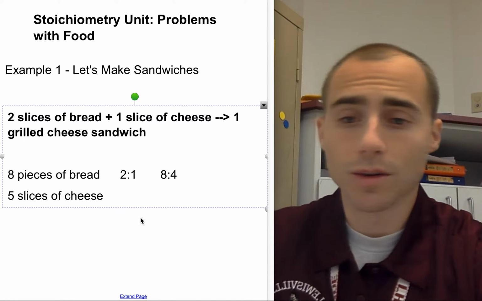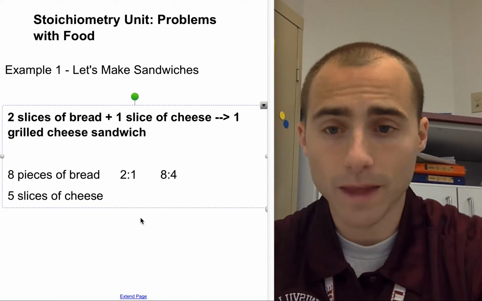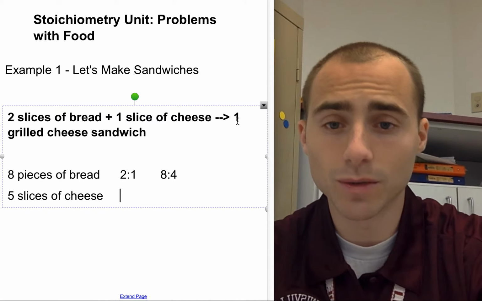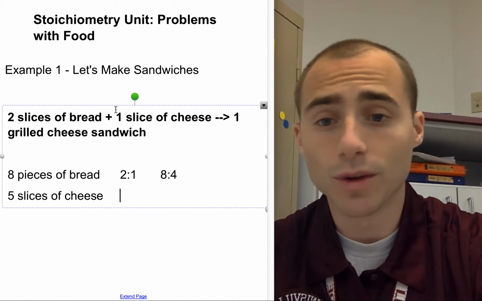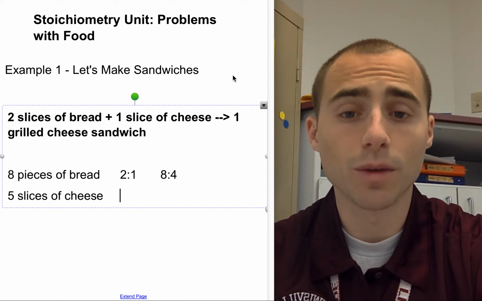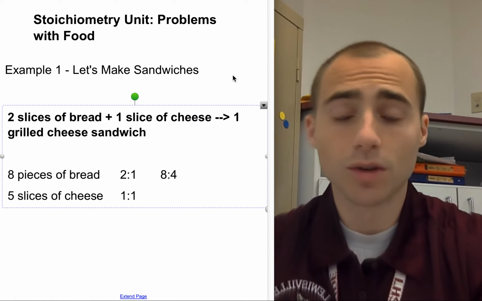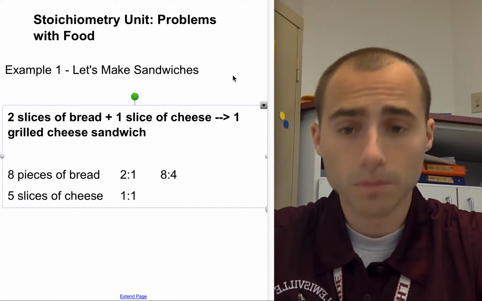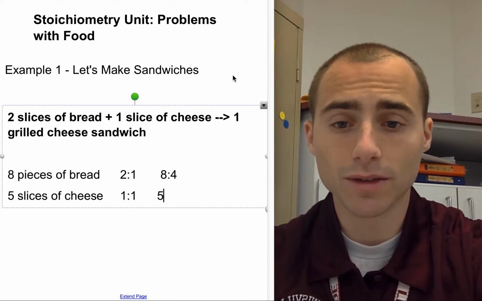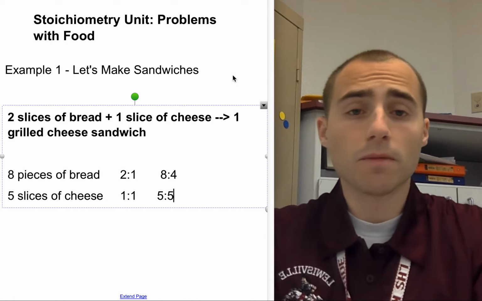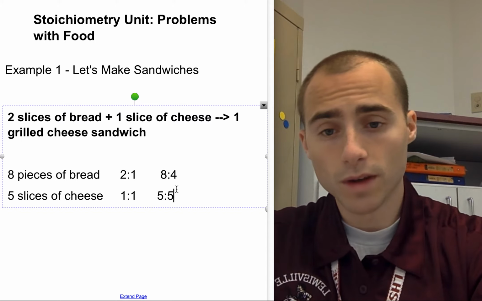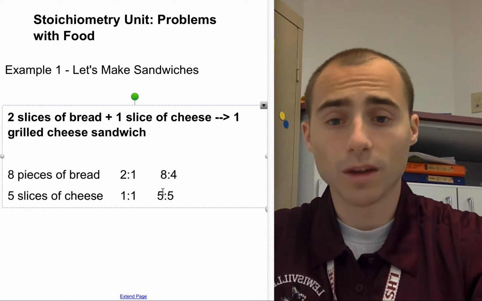Now if we look down here, we have 5 slices of cheese. Now if we look at our recipe, how many slices of cheese do we need to make 1 sandwich? You need 1 slice of cheese for every 1 sandwich. So that is a 1-to-1 ratio. Okay? So that means if we have 5 slices of cheese, we can make 5 sandwiches. 1-to-1, 5-to-5. Same thing, there we go.